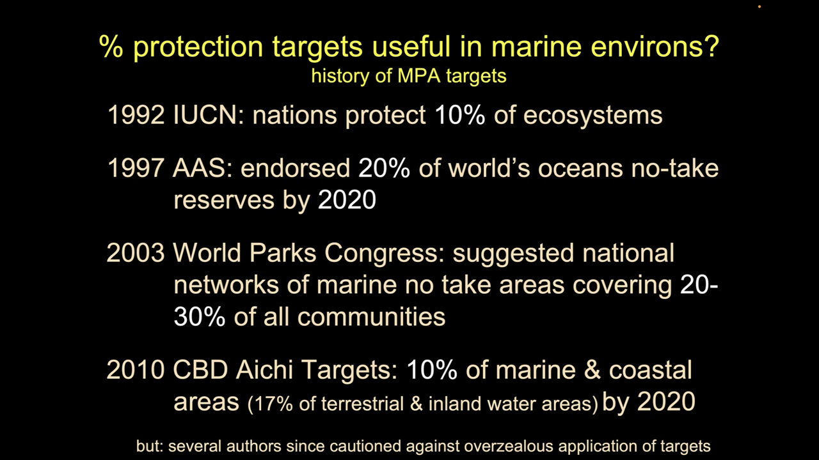So 20, gut check, nothing magical. 20 seemed to be kind of soon, but not too soon. And then when they're doing the modeling, they're like, well, is it 18% or is it 22%? They're like, hey man, let's keep it simple. Let's make it 20% by 2020. Sound good? So that's how we got that percent protection target.